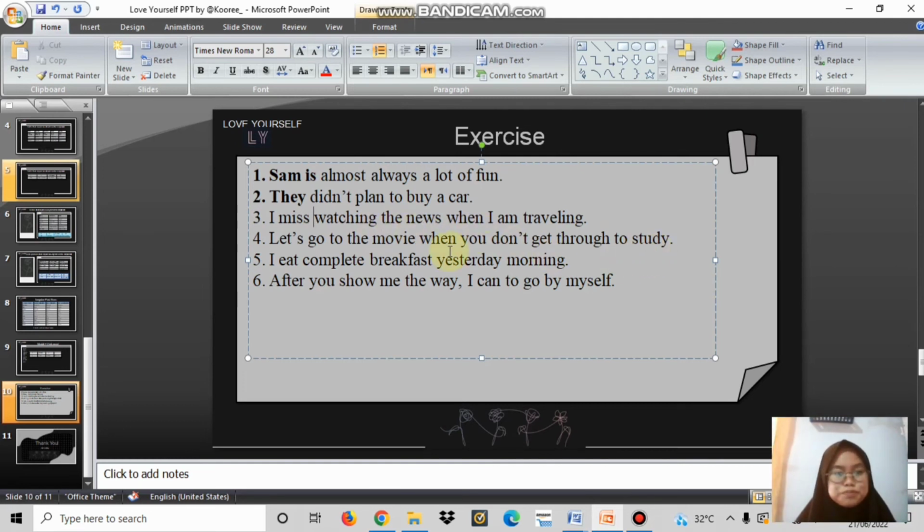Okay, number 4. Let's go to the movie when you don't get through to study. The fourth question is in the form of verb phrases that require an -ing form in the complement, because there is the phrase get through. So after that we have to use -ing. So the correct sentence is let's go to the movie when you don't get through studying.